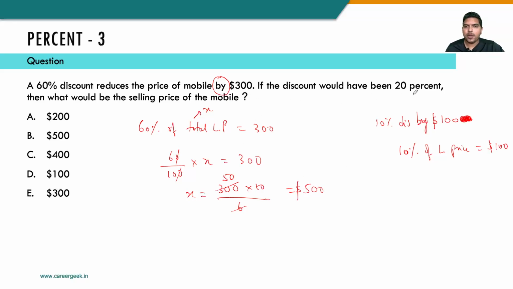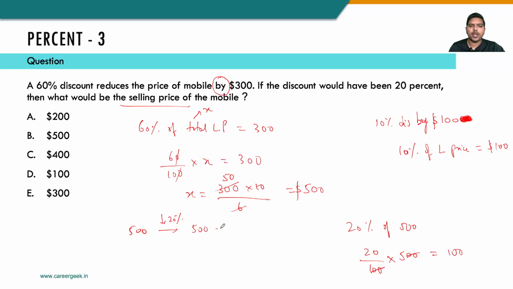If the discount would have been 20% on 500, what would be the selling price? We'll calculate 20% of 500, which is 20 upon 100 multiplied by 500, which is $100. So the final price would have been 500 minus 100, which is 400. Or you can directly calculate, because there's a 20% decrease, 80% of 500, and you'll get the same $400.